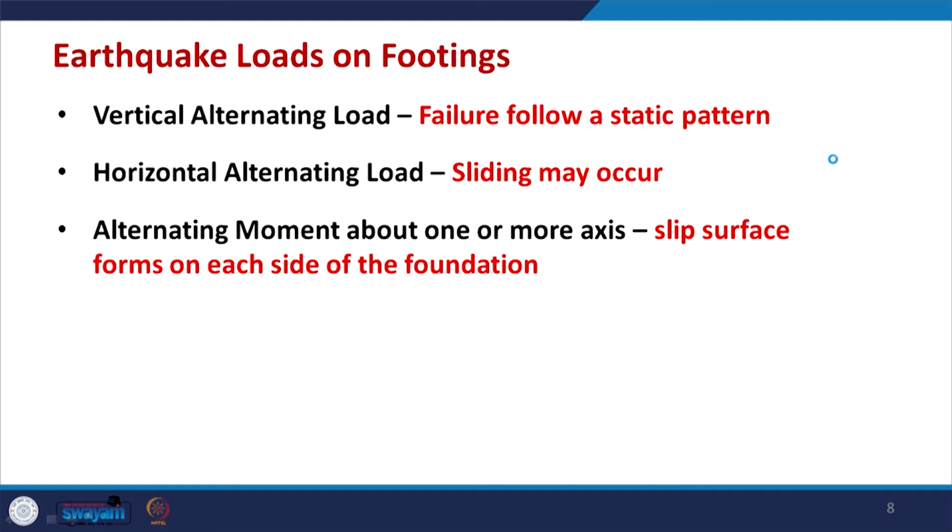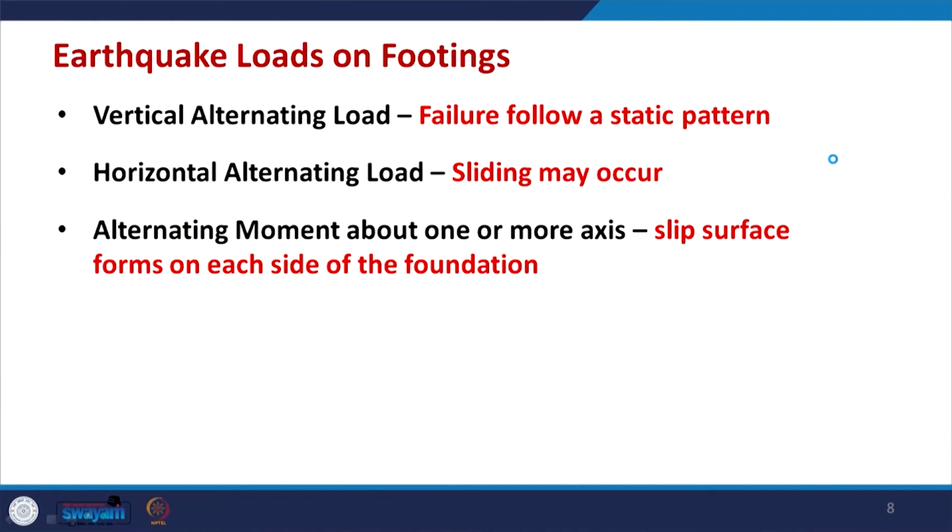There could be horizontal alternating load, and the horizontal load can slide the foundation, so sliding may occur. But there could be moment also about one or more axes, and it will generate a slip surface on each side of the foundation. So, let us discuss these types of loads in detail.